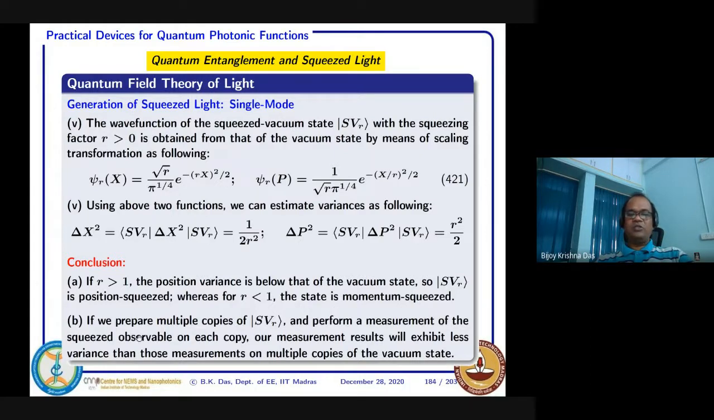So in other words, we just conclude that if we prepare multiple copies of squeezed vacuum like this for a given r and perform measurement of the squeezed observable on each copy, our measurement results will exhibit less variance than those measurements on the multiple copies of the vacuum state. So for example, if we are measuring position only, in this particular case for r greater than 1, then multiple times that variance you will be getting is relatively lower than if it is not squeezed at all. Okay, so this is what the squeezing factor r is that we have introduced, and that is how it is coming here, right?